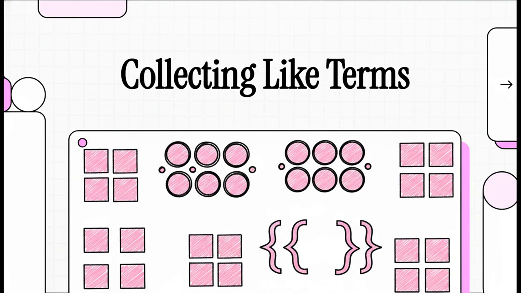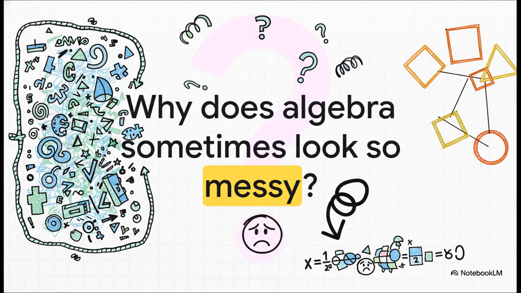All right, today we're going to tackle a foundational rule in algebra that can make even the most complicated looking math suddenly seem way simpler. It's called collecting like terms, and trust me, it's a total game changer. I mean, let's be honest. Have you ever looked at an algebraic expression and just felt a little overwhelmed? It can look like this crazy jumble of letters and numbers, and it's tough to even know where to start.